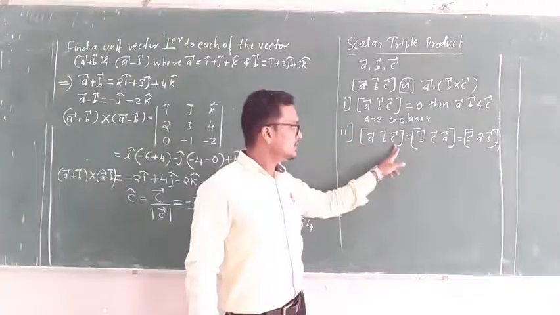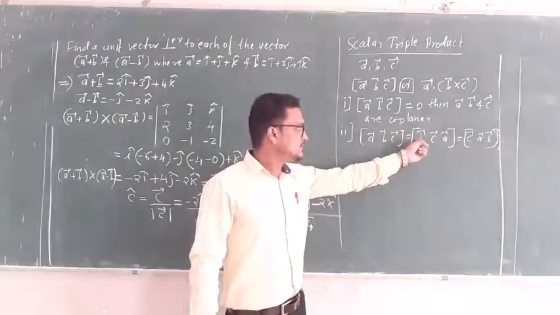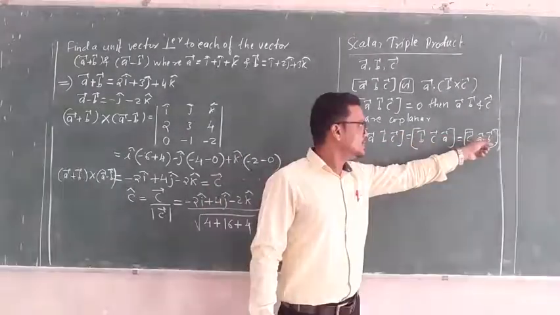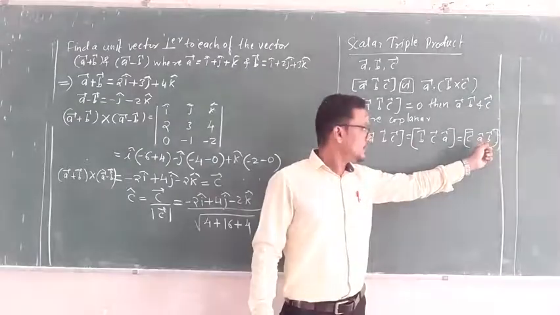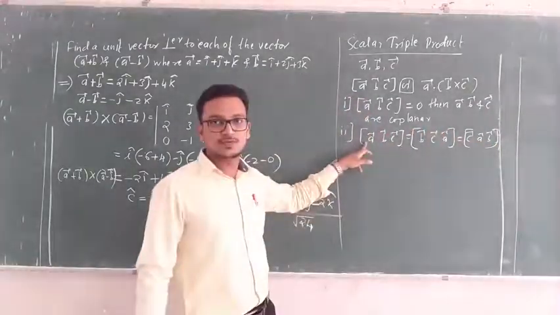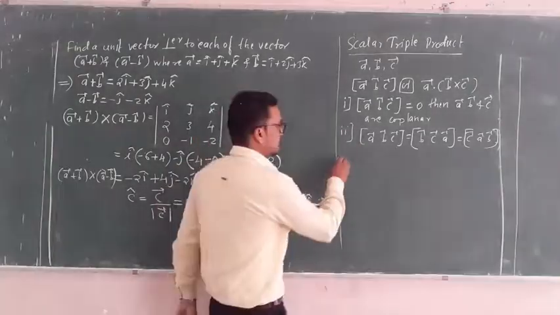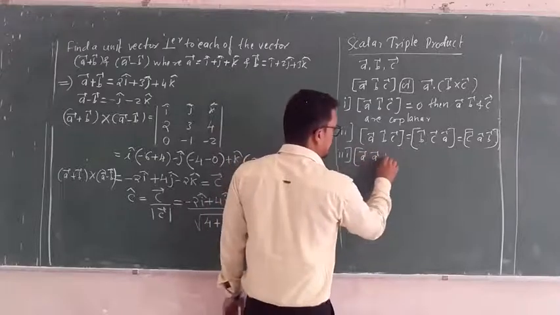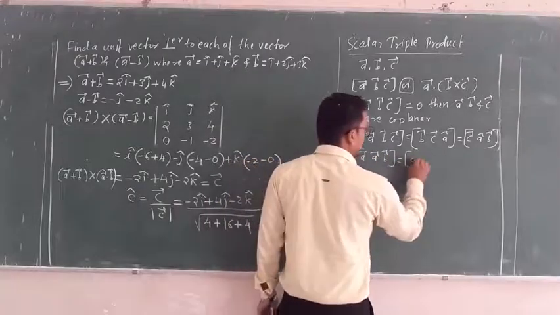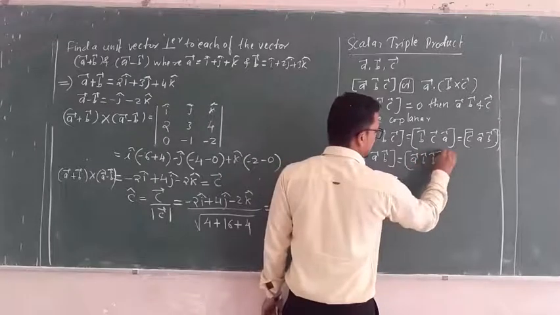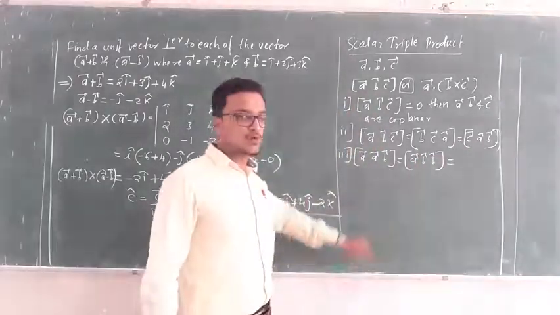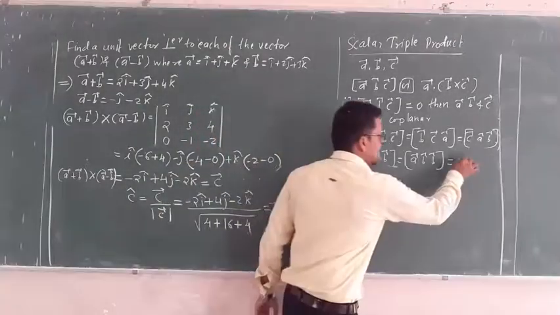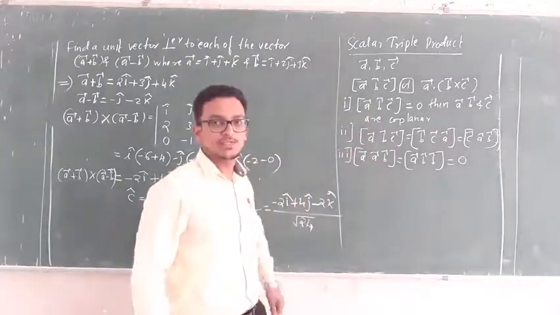Means A, B, C, you write its next term. A's next term is B, B's next term is C, C's next term is A. Again, B's next is C, C's next is A, A's next is B. Again, if you take the next term, you get the first one. So they are cyclic. Third one: the scalar triple product of A, A, B or A, B, B, it means that in the scalar triple product, if any vector is repeated, then its value is always 0.